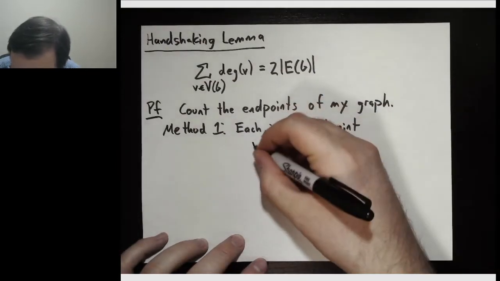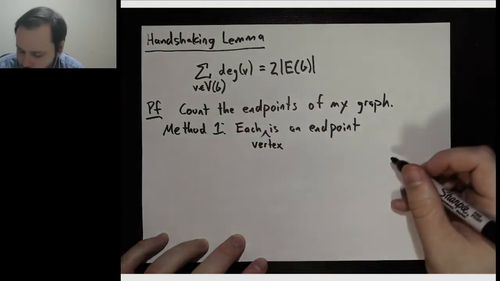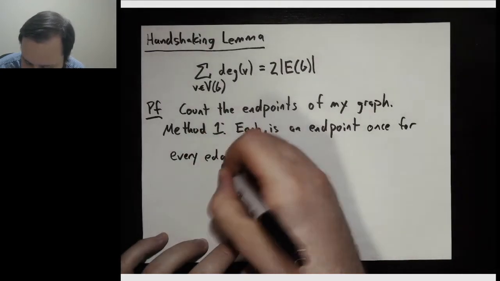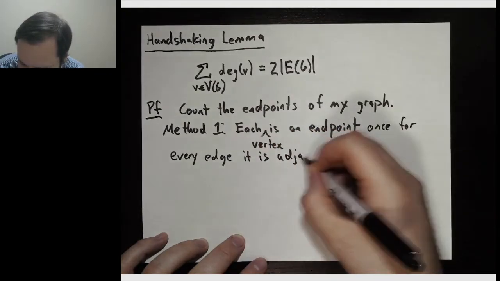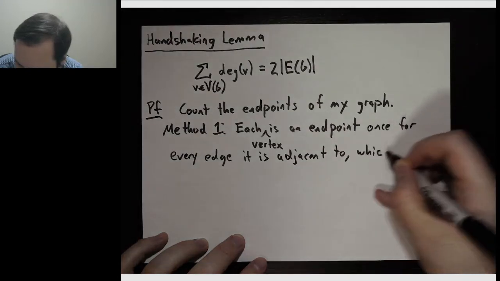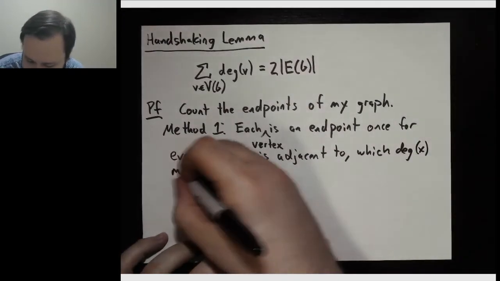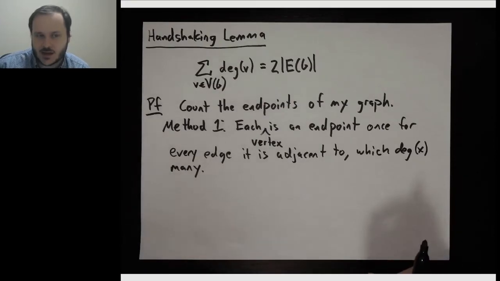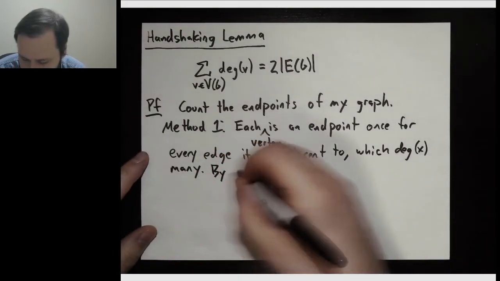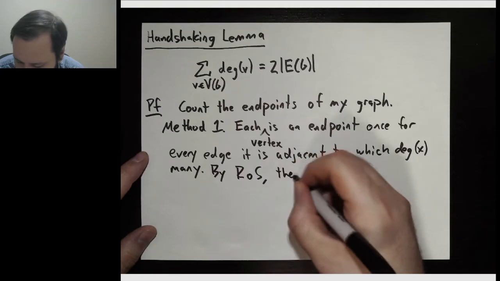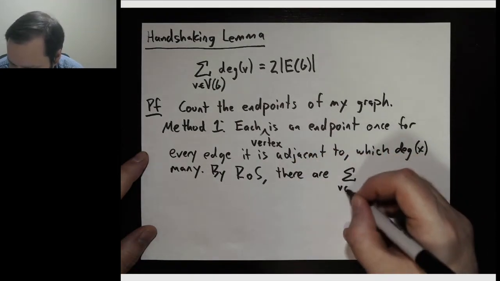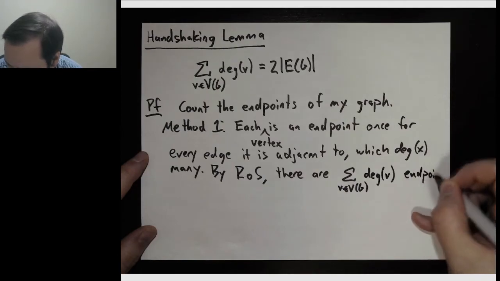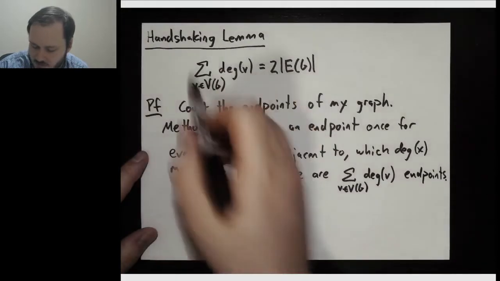Each vertex is an endpoint once for every edge it is adjacent to, which is degree of x many. So by the rule of sum, I break into cases depending on which vertex I'm looking at. By rule of sum, there are sum across all of my different vertices, degree of v endpoints. Okay, that's giving me this side.